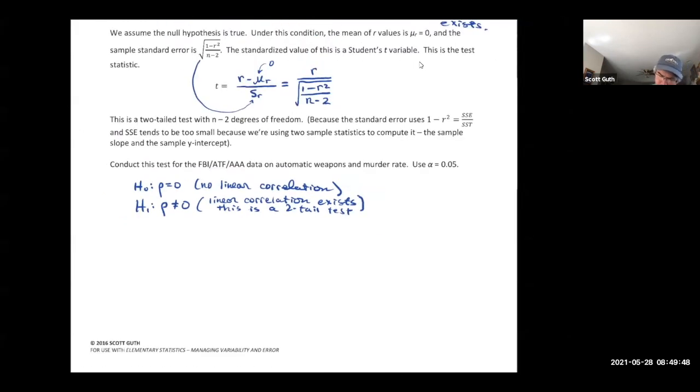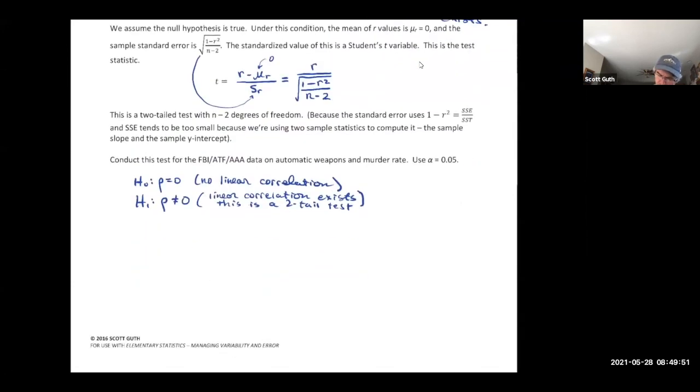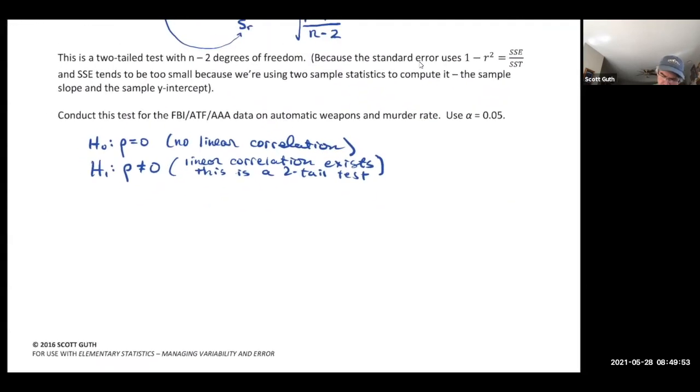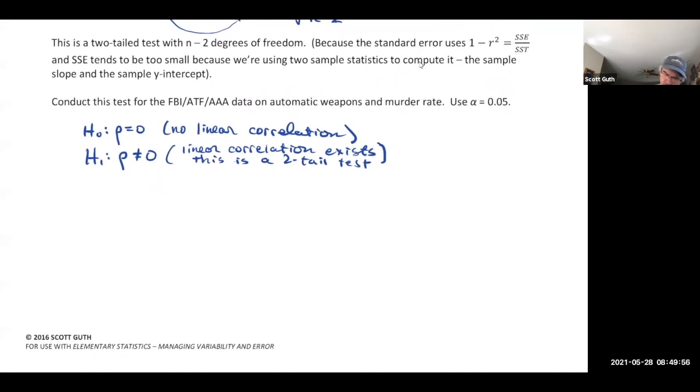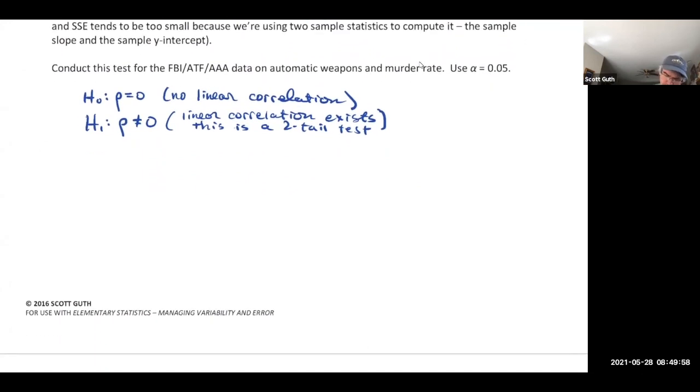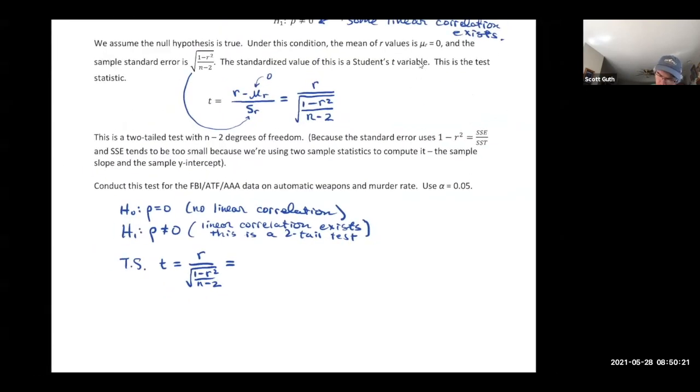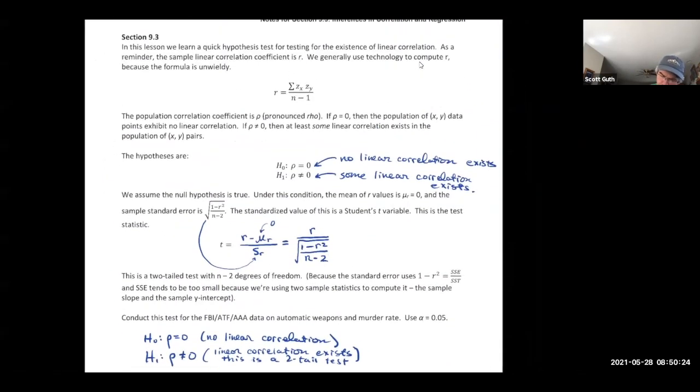We've already checked the conditions. The conditions are bivariate normality, which I'm not going to ask you to look into, but we've kind of looked at it with the scatter plot that we were talking about in the last section. So our test statistic is a t statistic. As I said before, it's r over the square root of 1 minus r squared divided by n minus 2. So we have to go back and figure out what our numbers were from the last lesson. Let's take a quick peek back there.